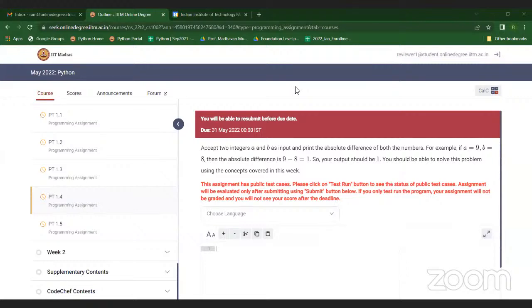Sir, is there an absolute function in Python? Yeah, it is there, but I said you should not use it. Okay, it is there. Sir, I'm getting wrong answer. Sir, may I share?